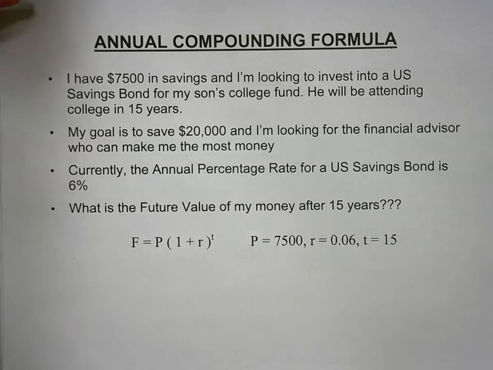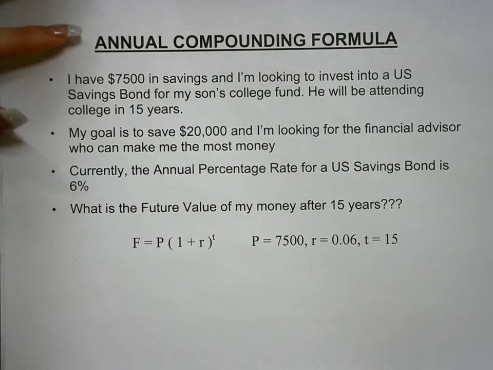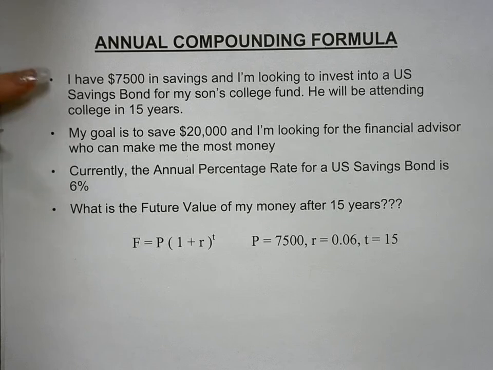We are returning back to our financial advisory problem, but now we're going to use the annual compounding formula to see if my future value on my money is able to be a higher amount. So just going back, I have $7,500 in my savings and I'm looking to invest into a U.S. savings bond for my son's college fund.